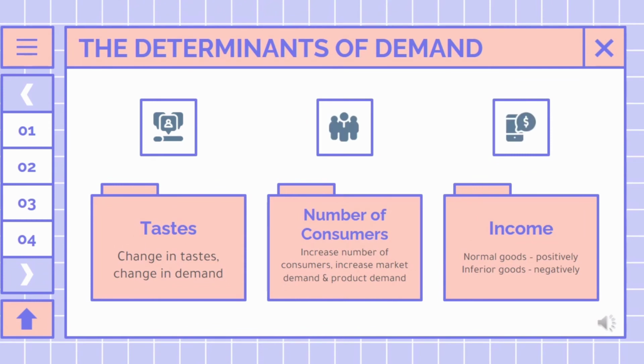Lastly is the determinants of demand. First is taste. A change in taste will change the demand. Second is the number of consumers. An increase in the number of consumers causes market demand and product demand to increase. Third is income. A normal good is positively correlated with income, such as shoes and bags. And an inferior good is negatively correlated with income, such as used furniture.